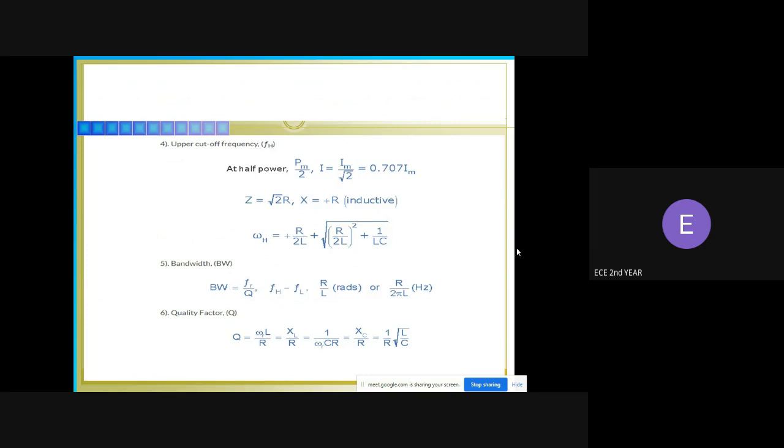Quality factor Q equals omega R L divided by R, or otherwise it is XL by R, or XC by R, or we can also represent it as 1 by R root of L by C. These are all the equations for the quality factor Q. We can represent the quality factor as XL by R, XC by R, or 1 by R root of L by C.